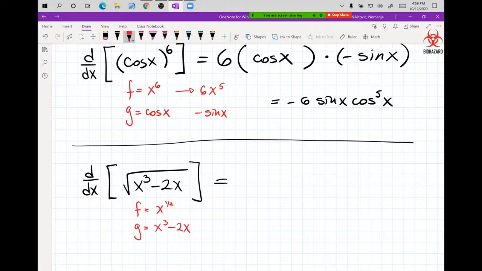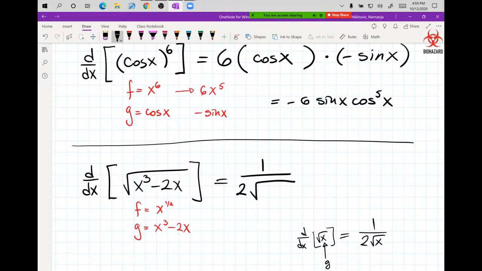So I need to take the derivative of x to the 1/2, which is a square root, right? So that's going to be 1 over 2 square root of x. So if I have to take the derivative of square root of x, the answer is 1 over 2 root x. Now remember, this x is not x, it's g. Therefore, this x cannot be x, it must be g. So this has to be x cubed minus 2x.